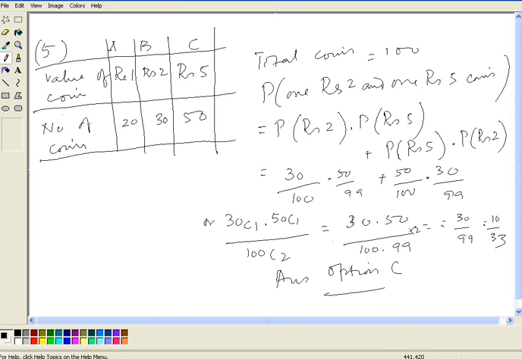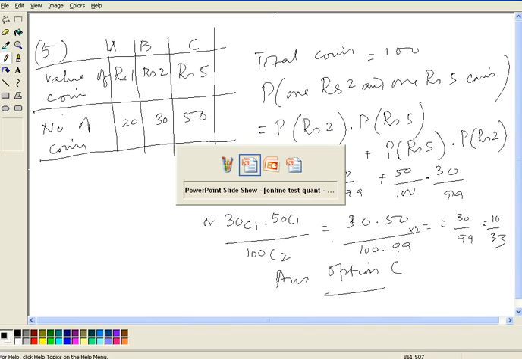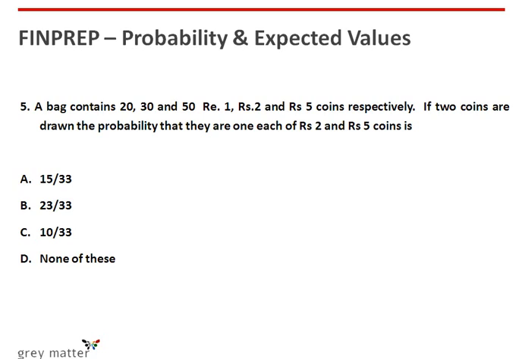that is, there are 30 2 rupee coins, so to pick 1 2 rupee coin it is 30 C1, and to pick 1 5 rupee coin out of 50 coins is 50 C1, and the total coins picked up being 2 out of 100 coins, so the actual probability also works out as 30 C1 into 50 C1 by 100 C2, which is equal to, after all simplification, 10 by 33. So the answer is option C. Going back to our PowerPoint presentation, it is option C, which says 10 by 33 as shown in our working.